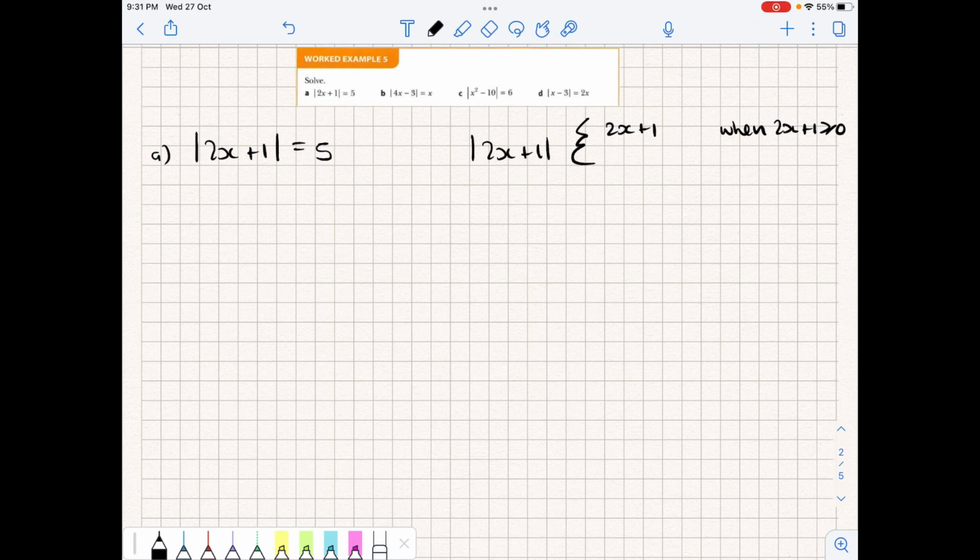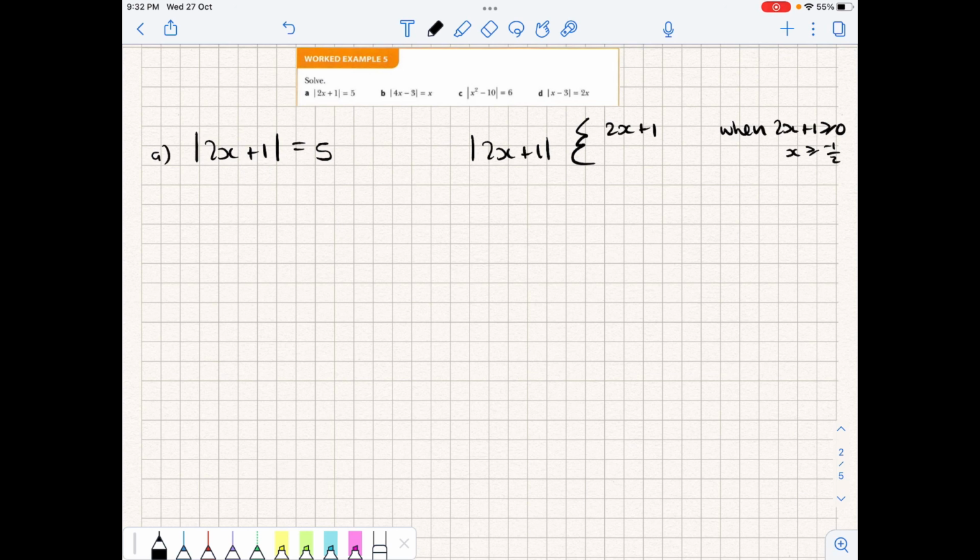And if we continue solving this inequality, we can see that this will happen when x is greater than or equal to minus a half. Okay, and that's quite important. So x needs to be greater than or equal to minus 1 half for 2x plus 1 to be positive. If it was less than that, you could see there would end up being a negative value.